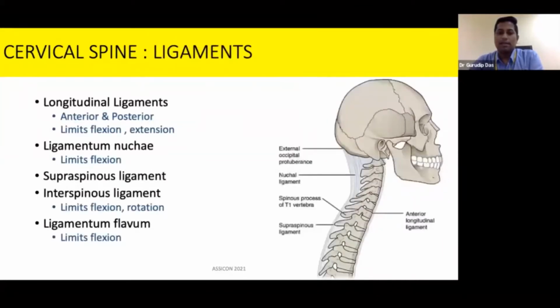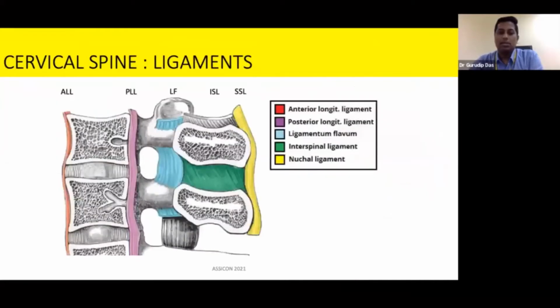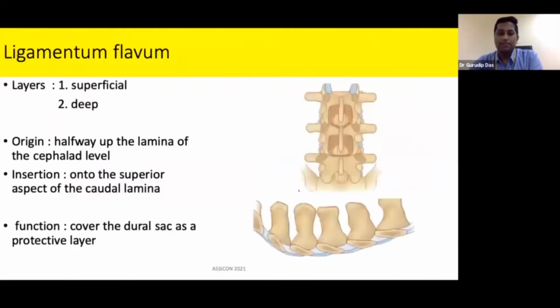The cervical spine is stabilized by multiple ligaments, and these include the anterior longitudinal ligament, the posterior longitudinal ligament, the ligamentum flavum, the interspinous ligament, and the supraspinous ligament. These ligaments are also there in the thoracic and the lumbar spine and contribute to the overall spine stability. The ligamentum flavum is a very important structure in the spine because it covers the neural sac and the spinal cord and acts as a protective layer. It consists of 2 layers, the superficial and the deep, and it originates from halfway up the lamina superiorly and inserts into the superior aspect of the caudal lamina.